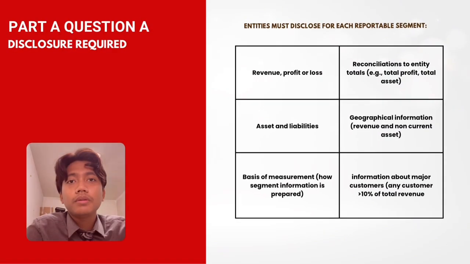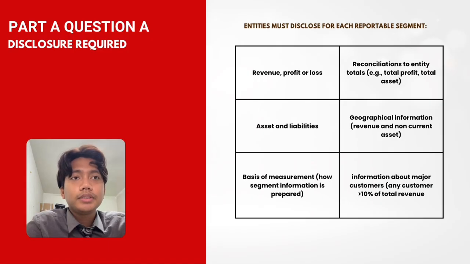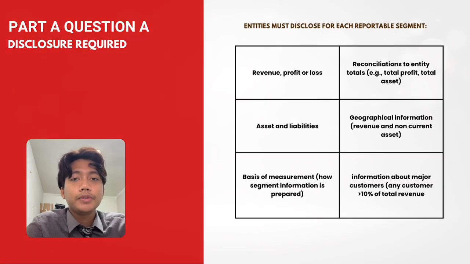And now for the disclosure required. So, an entity must disclose for each reportable segment. First is revenue, profit and loss. Second, assets and liabilities. Third is basis of measurement, like how segment information is prepared. Fourth is reconciliation to entity total, for example, total profit or total assets. Fifth is geographical information, like revenue and non-current assets. And lastly, information about major customers, such as any customer who owns more than 10% of total revenue.